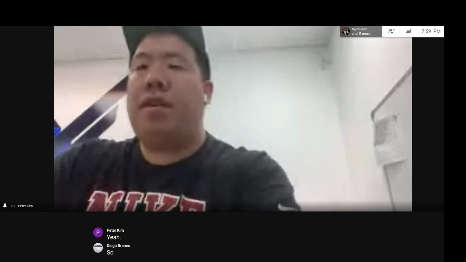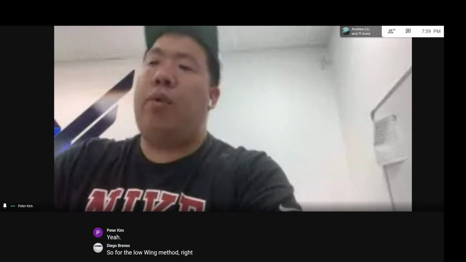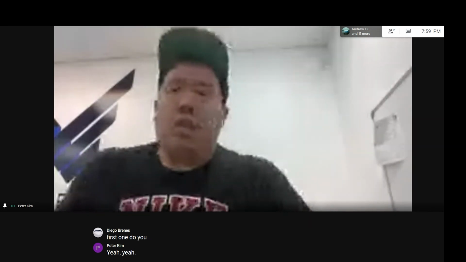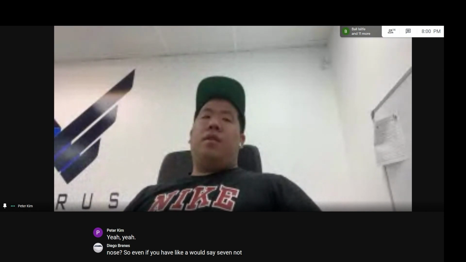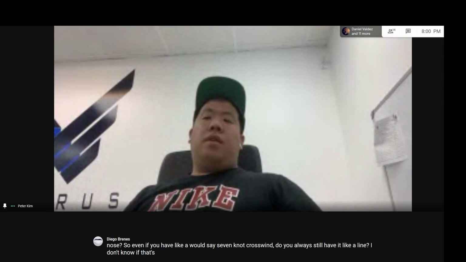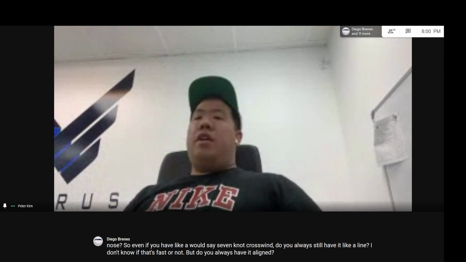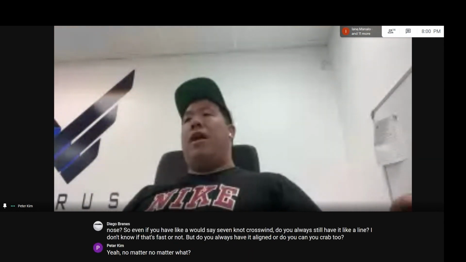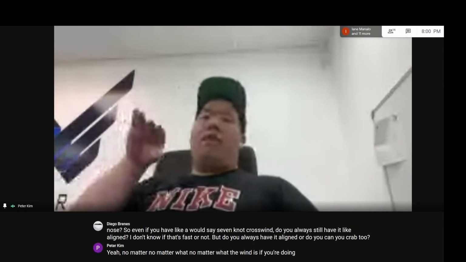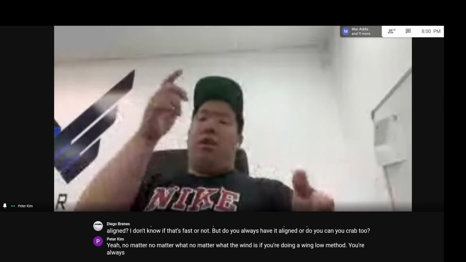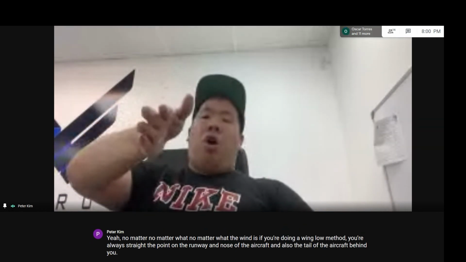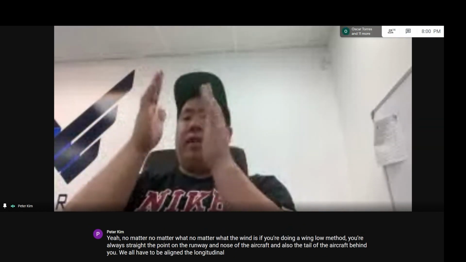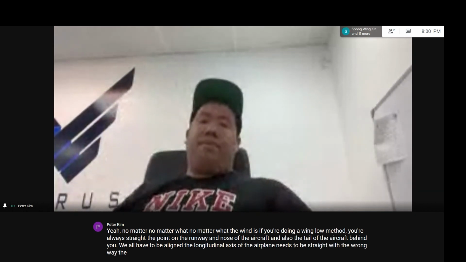So for the wing low method, the first one, do you always have the nose aligned? Even if you have, I would say, a 7 knot crosswind, do you always still have it aligned, or do you crab too? No matter what the wind is, if you're doing a wing low method, you're always straight. The point on the runway, the nose of the aircraft, and also the tail of the aircraft behind you, we all have to be aligned. The longitudinal axis of the airplane needs to be straight with the runway the whole time.